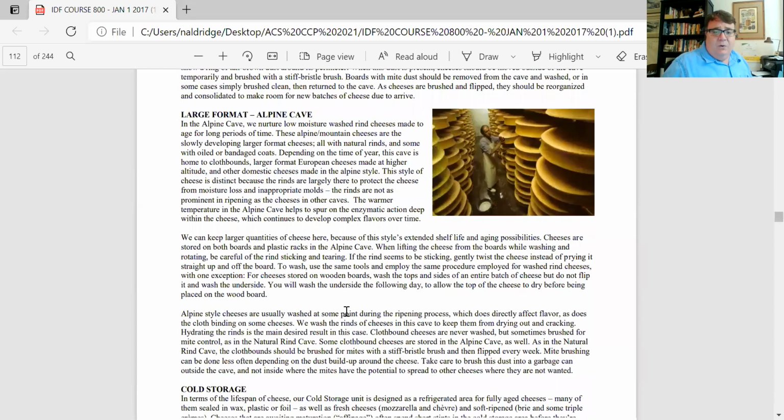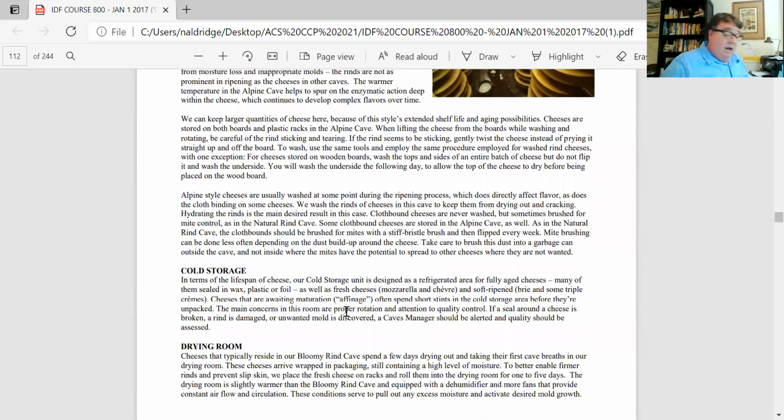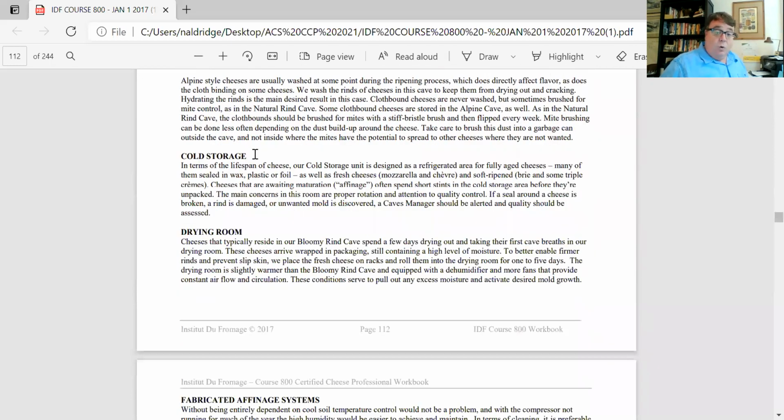Okay. Large format alpine cave, I'd read through it. You're probably not going to get asked necessarily about specific caves, but you will get asked about cold storage. Cold storage is important, whether we're on the making end or, again, the cheesemonger end, right? Drying room, I would know about a drying room. That's a little bit more specific before you actually put it into a cave.